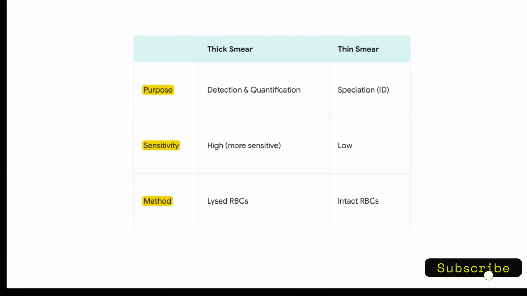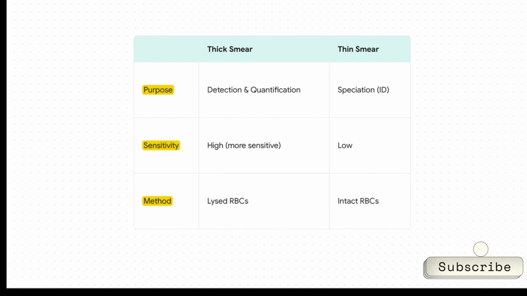And when we do a smear, we actually make two different kinds. First is the thick smear. Think of it as a big glob of blood. We lyse the red blood cells, which concentrates any parasites that are there. This makes it super sensitive for detection.